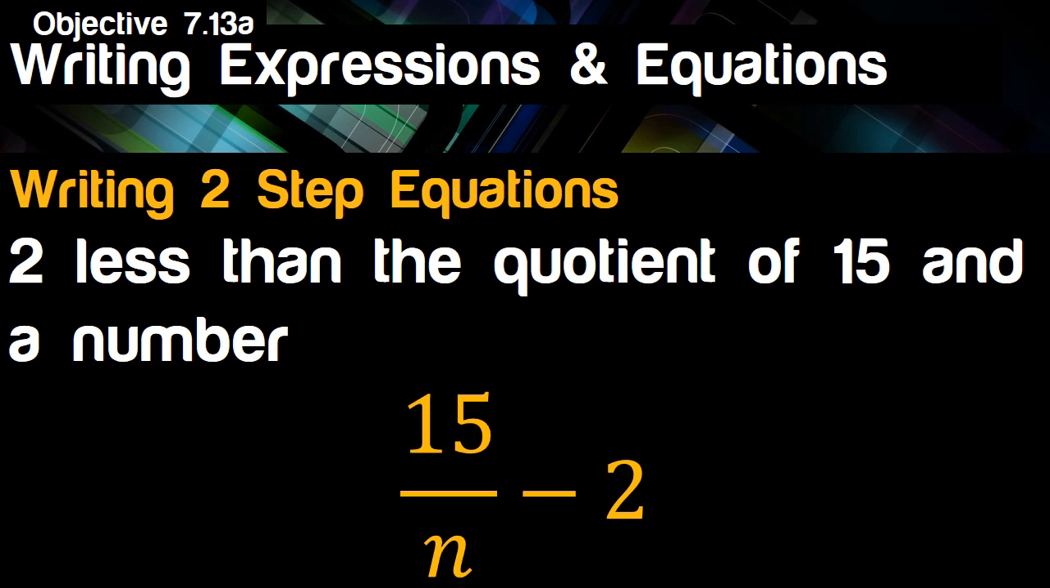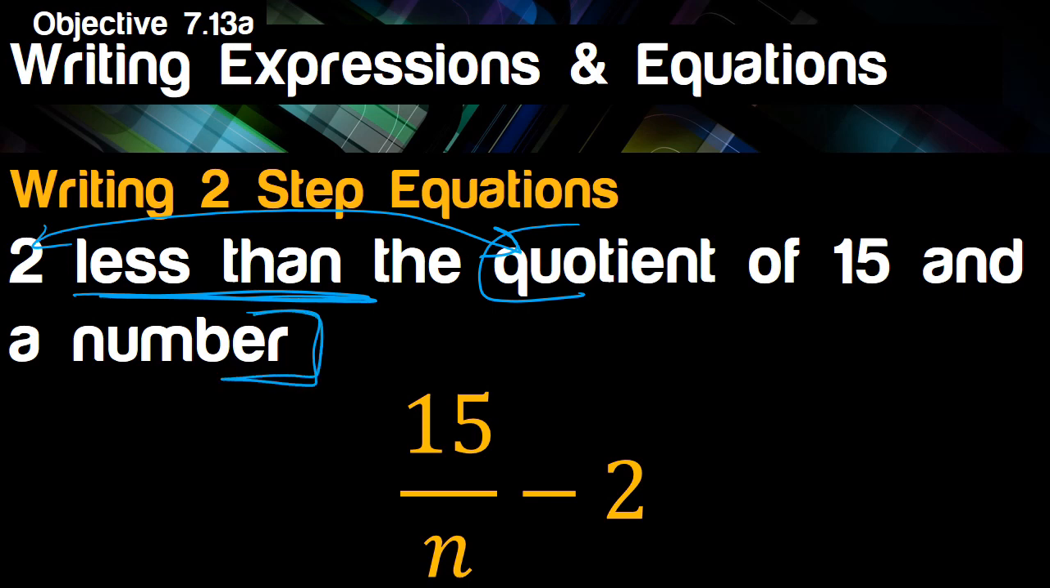So let's check out this one. We have 2 less than the quotient of 15 and a number. So we have our keywords here. We have less than, so we know that 2 and whatever the quotient of 15 and a number is, let's group that together so we can see it a little better, is going to be switched. So we know that less than is subtraction. So we're subtracting 2.